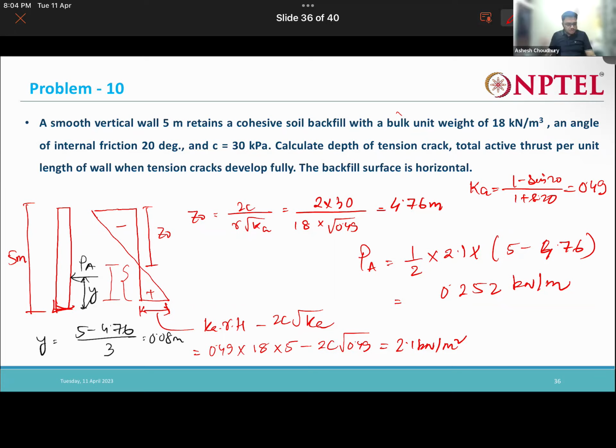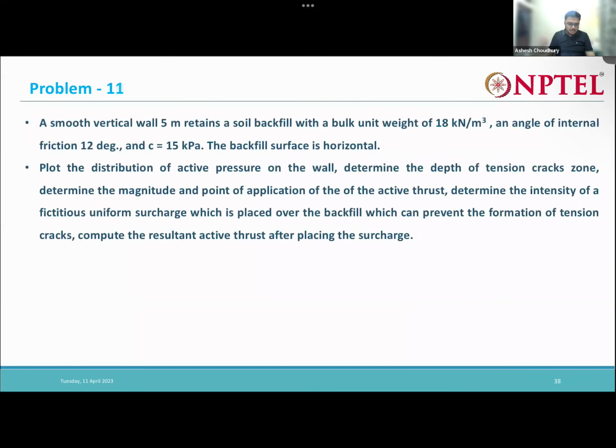So we will solve one more problem, the last problem. A smooth vertical wall, 5 meter, retains a soil backfill with a bulk unit weight of 18 kilonewton per meter cube and angle of internal friction 12 degrees. C is equal to 15 kPa, and the backfill surface is horizontal. Plot the distribution of active pressure on the wall and determine the depth of tension crack. All those things we need to determine. It is a c-phi soil.